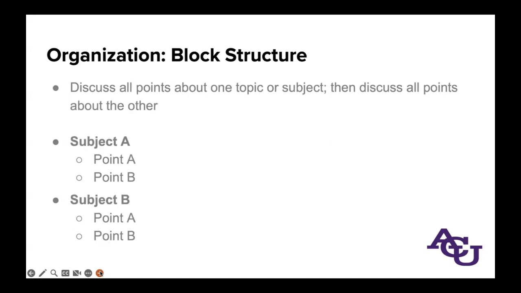Now, going on to the next slide, the other way to organize a compare and contrast paper is through block structure. Using a block structure means that you discuss all the points or the major concepts about subject A before moving on to discuss the same points about subject B.